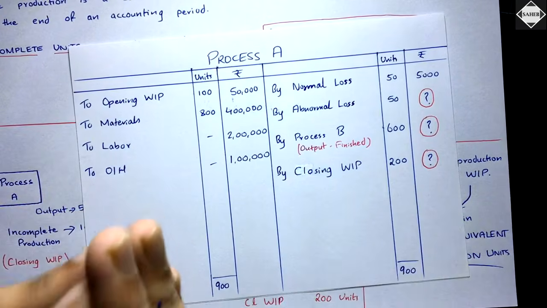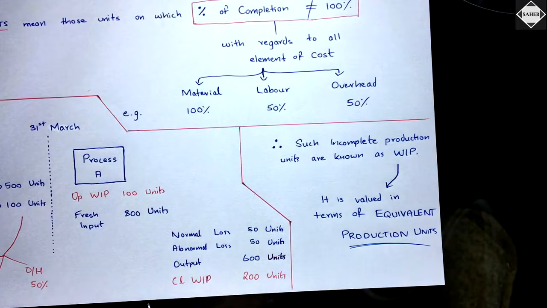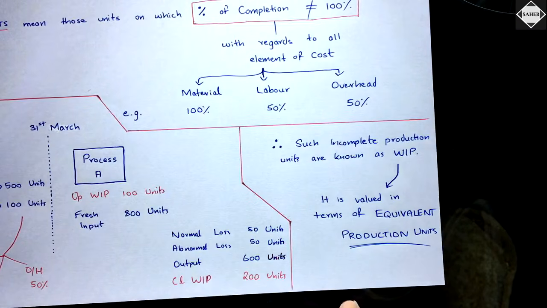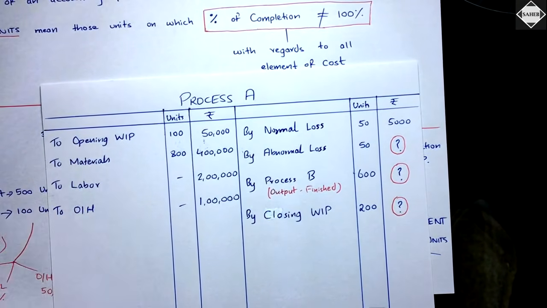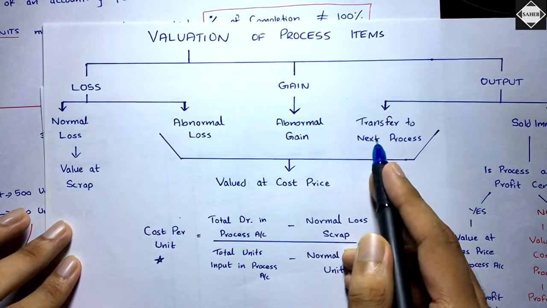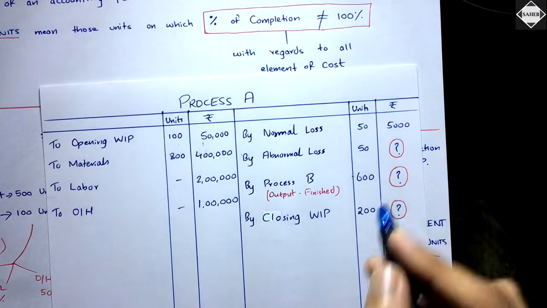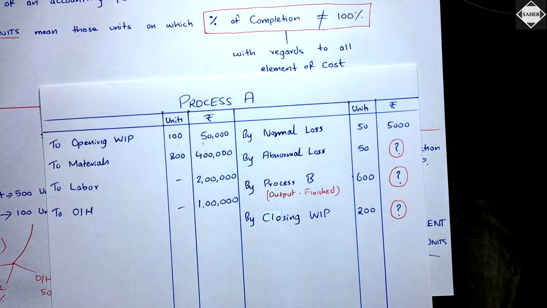We have to use a different technique, and that technique is equivalent production units. We have to prepare the statement of equivalent units, cost per unit, and apportion the cost. Okay, we'll come to that. So that's the problem we have. This problem is coming only with these three types: abnormal loss, abnormal gain, and the output transferred to the next process, and closing WIP. You can value the normal loss as usual, at the scrap value only. But for these items which you used to value at CPU, at star, in the previous problems, now you have to value them by preparing all the statements.